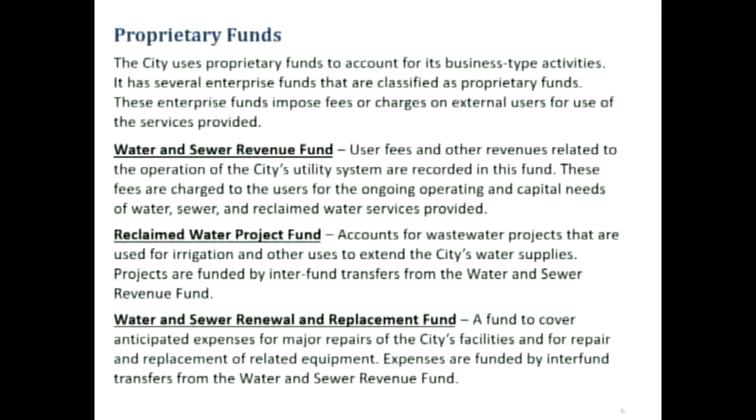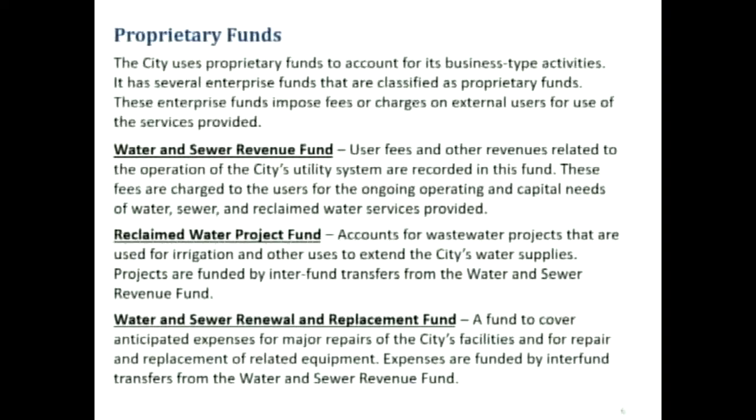Water and Sewer Revenue Fund is our water and sewer fund, and it's primarily funded by the revenues related to the operation and sales and services provided by the Water and Sewer Department. Reclaim Water Fund, in similar fashion: we produce reclaimed water from our sewer plant and send it out to those that have reclaimed water services, and they pay us for that service.